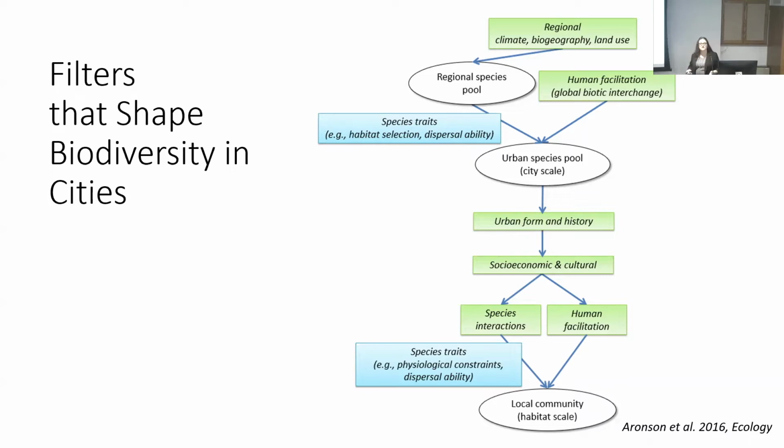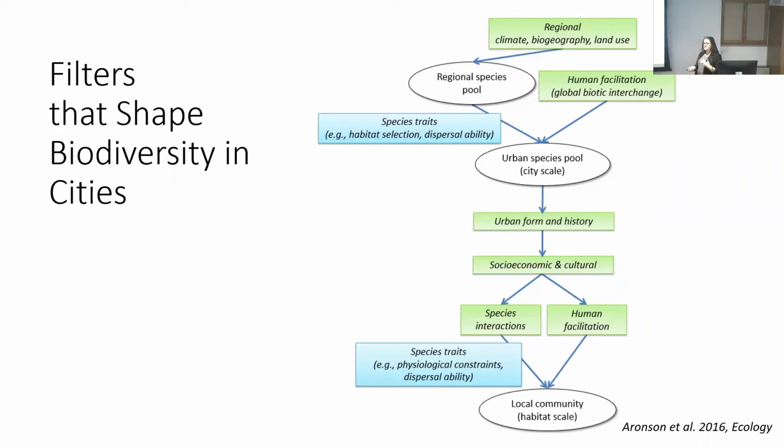The regional climate, land use, and surrounding area are important to determine the regional species pool. But then there's a series of filters that determine the urban species pool, and even more filters that determine what is in the local community or the habitat. And so I have started my research program in particular to look at these different filters.